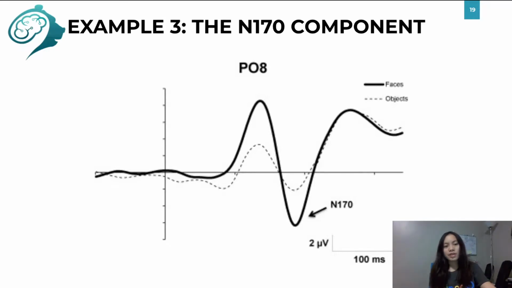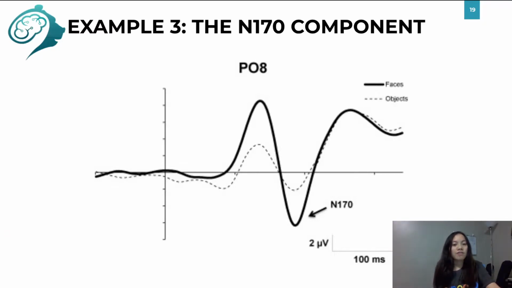So, consistent with a key role for expertise, these studies have shown that bird experts exhibit an enhanced N170 in response to birds, dog experts exhibit an enhanced N170 in response to dogs, and fingerprint experts exhibit an enhanced N170 in response to fingerprints, according to the study done by Tanaka and Curran in 2001 and Busey and Vanderkolk in 2005.